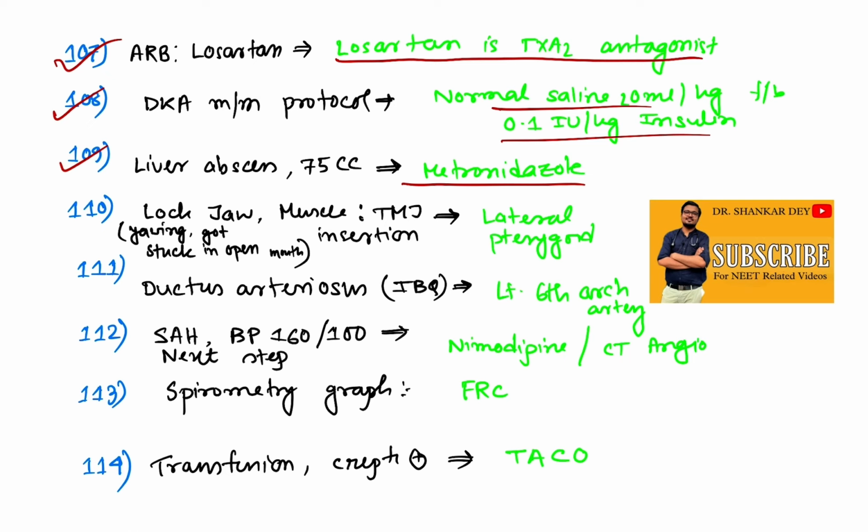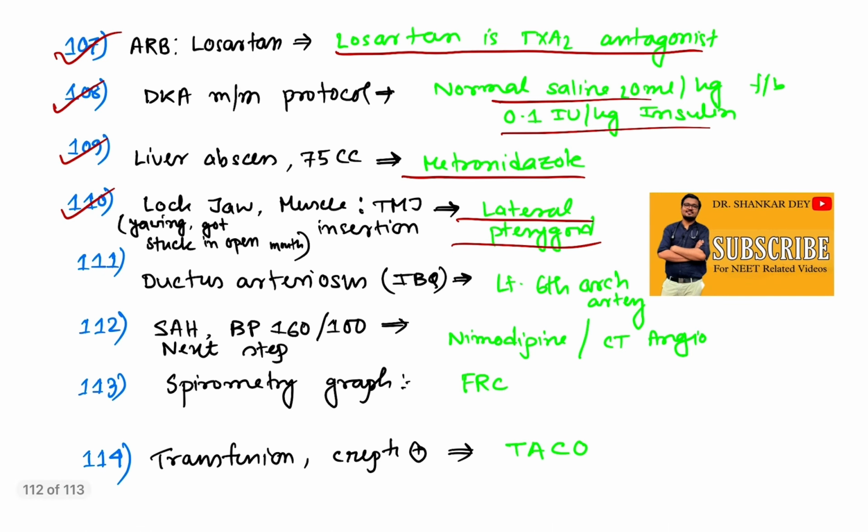Then I think the next question was about lockjaw. A student in the afternoon class was yawning and suddenly got stuck with an open mouth. That was a typical history of lockjaw. I think the question asked about the muscle inserted in the TM joint, that is the lateral pterygoid muscle.